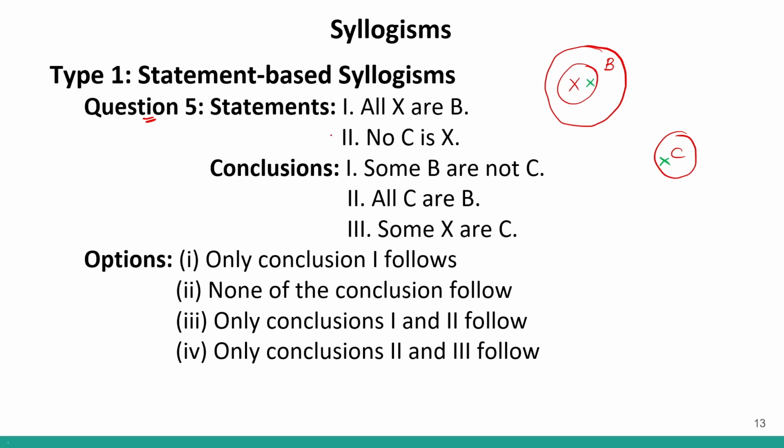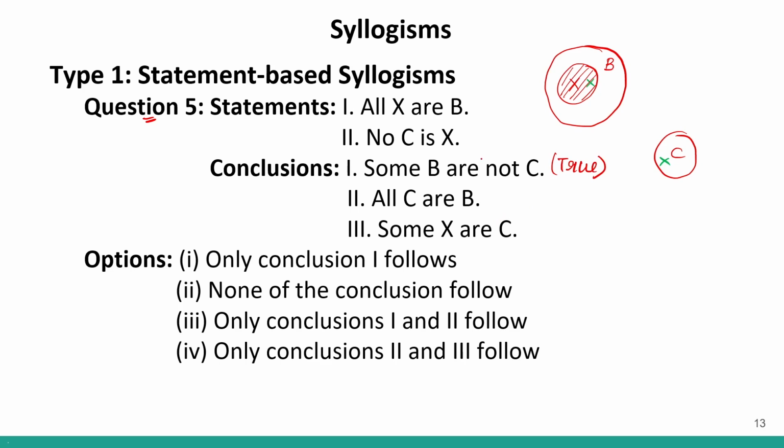Now, what are the conclusions? Conclusion number 1 says some B are not C. See, this portion of B cannot be C, correct? So, there is some portion of B that is not C. So, this is a true statement.